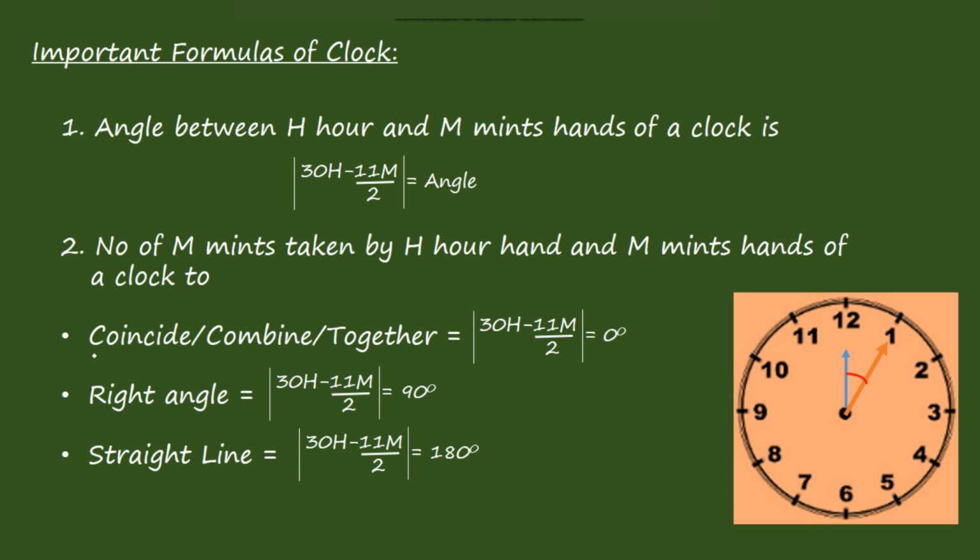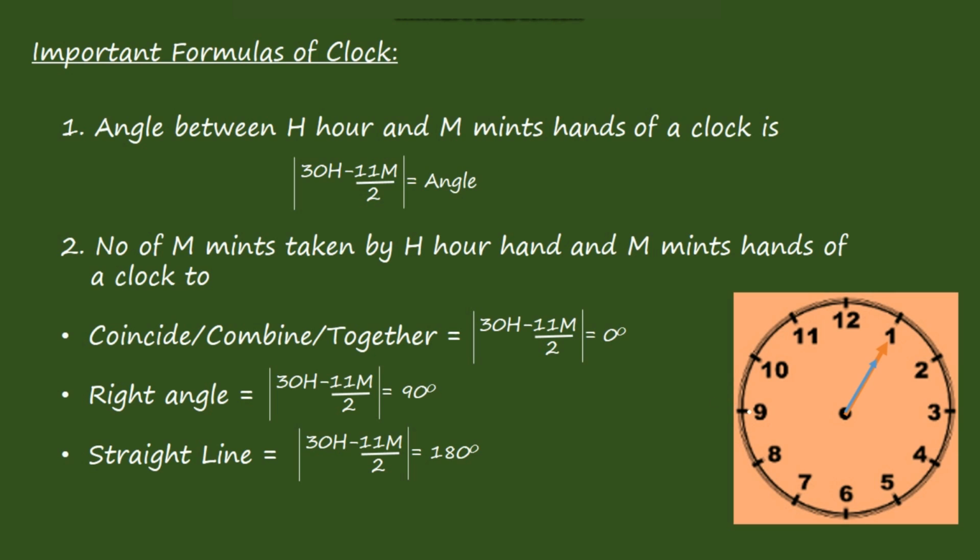Now the second point: the number of minutes taken by the hour hand and minutes hand of a clock to coincide. Coincide is also called combine or together. If the two hands are one on the other, then the angle is 0 degrees. Then we will be using this formula, but instead of angle we will be using 0 degrees. The formula is |30h minus 11m by 2| equal to 0 degrees.